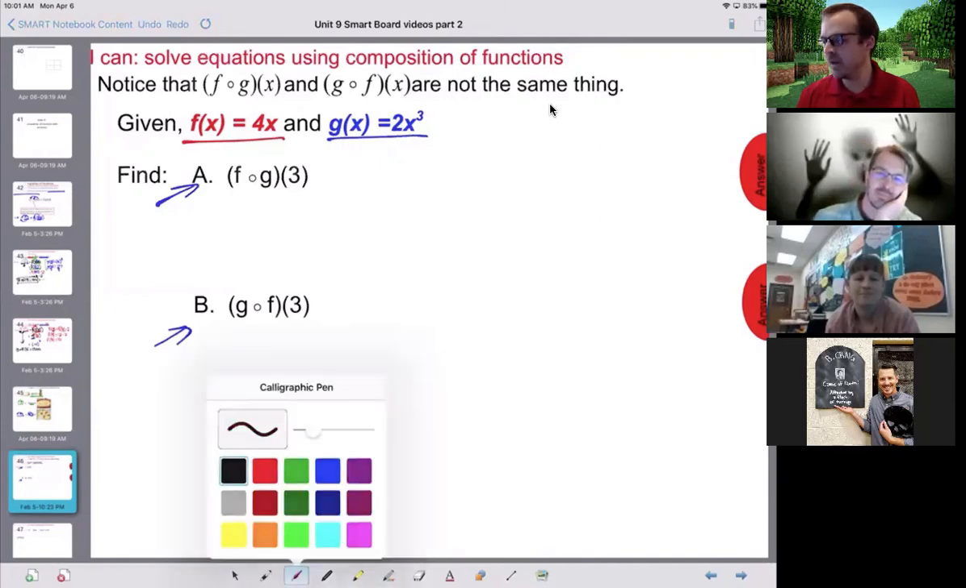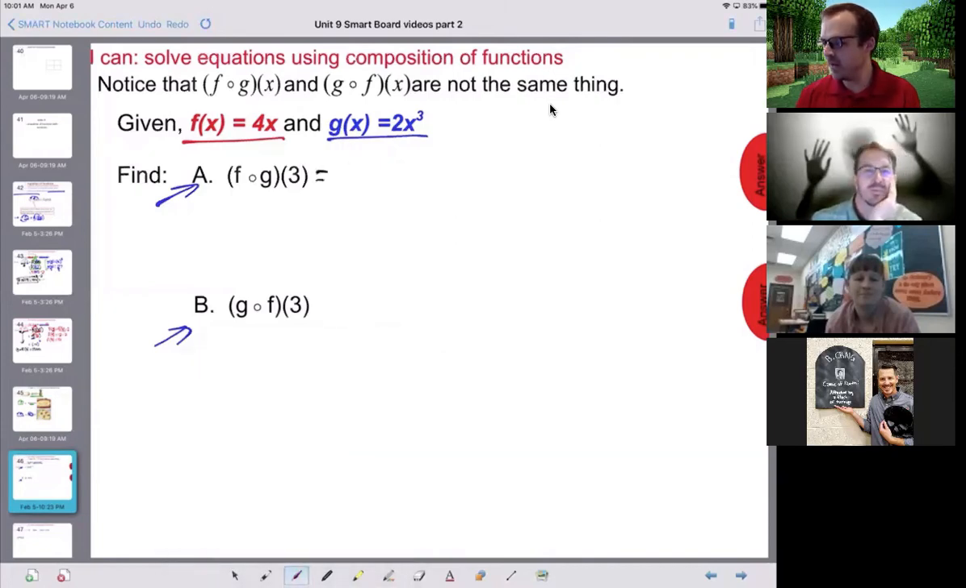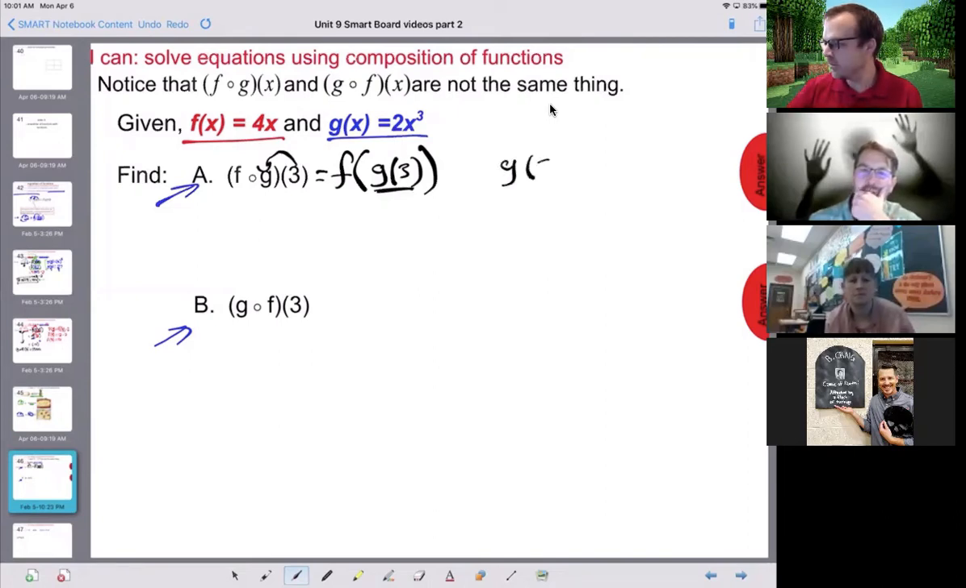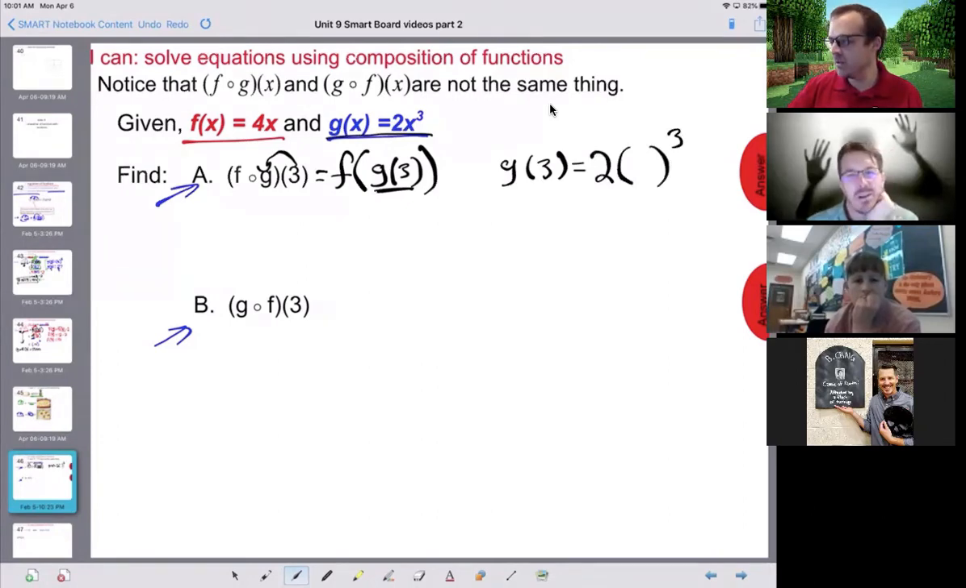Let's rewrite these really quick. This is going to be f, and then inside of f, we are going to find g of 3. So we need to substitute 3 into g first. Let's do g of 3. Take this g function and do 2 times x to the power of 3, and we're going to substitute in the 3 for x this time.